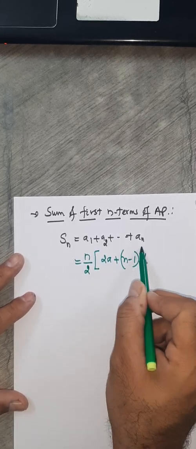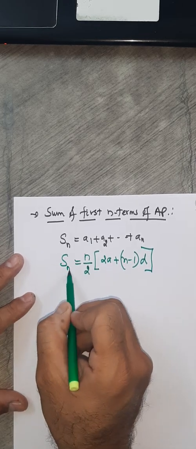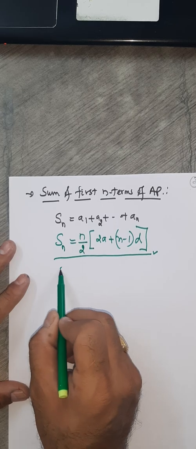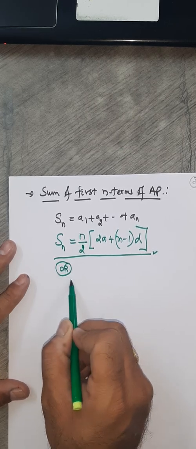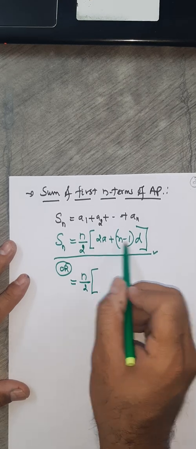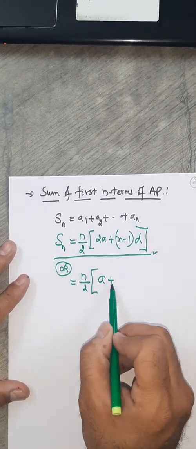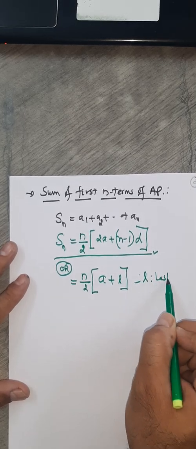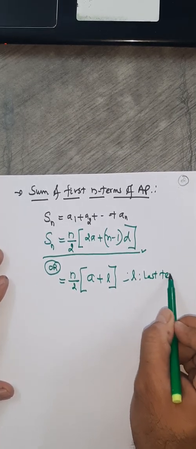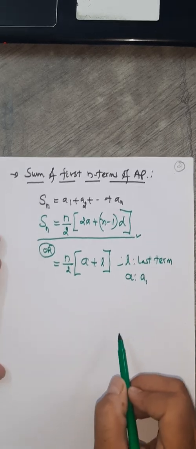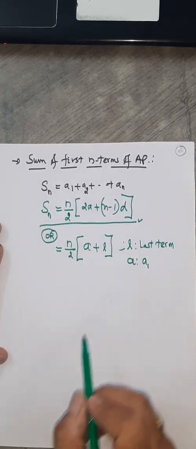You know this formula again from 10th standard. What is this? This is the sum of the n terms of an arithmetic progression. You also know that you can rewrite this like this also: n by 2, a plus l. What is l there? The last term. And what is a? Always it is A1, which is the first term of the arithmetic progression.